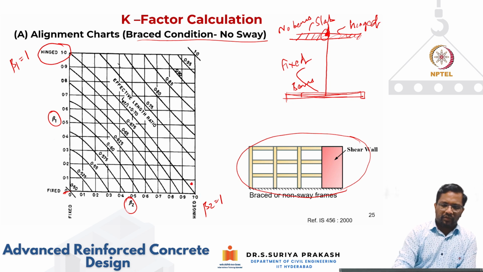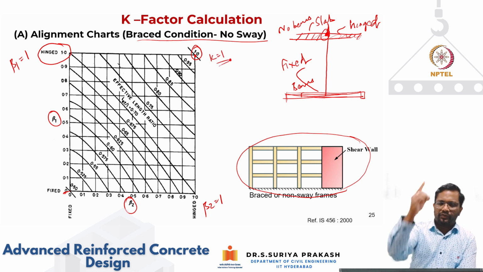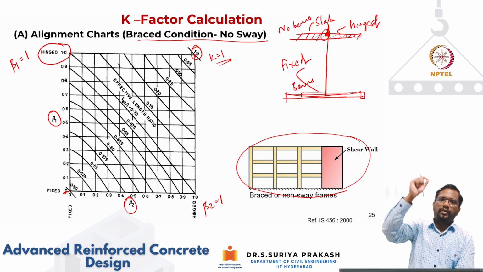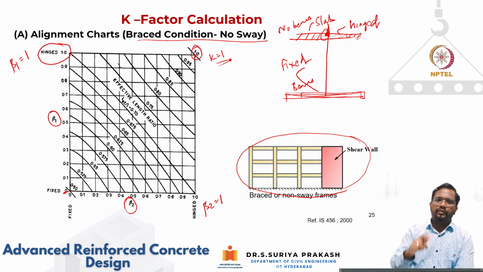So here I go, and I get this value. What is that value? This is your K value. The K value approaches 1. You see, if you go back, for a braced condition for a column which is pinned, we find that K is equal to 1. That is what we have.